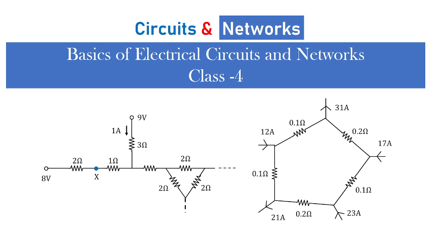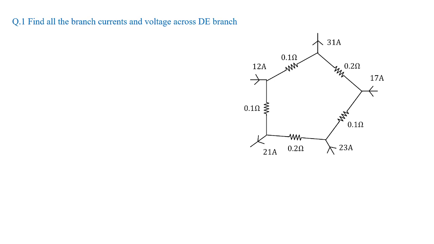In today's class 4 under Basics of Electrical Circuits and Networks, we are going to see the basics involved with KVL and KCL, and how to solve the problem if current, voltage or power is asked at a particular branch or a terminal. So we'll start off with this first problem.